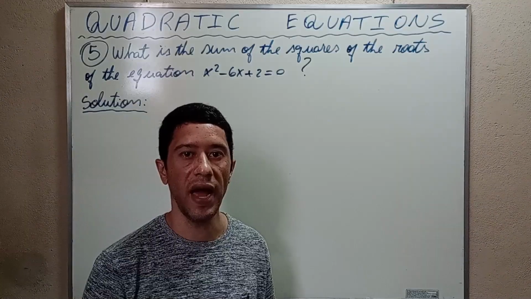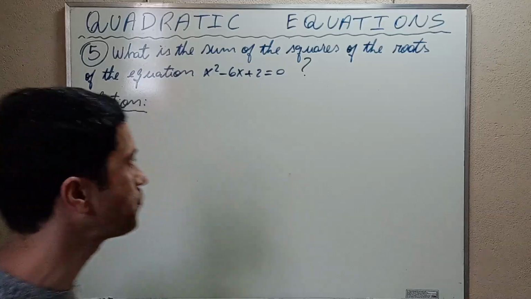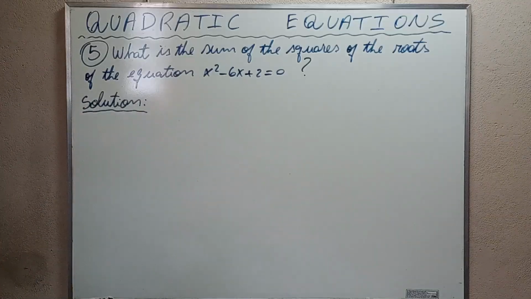Exercise number 5 now. What is the sum of the squares of the roots of the equation x squared minus 6x plus 2 equal to 0? Okay, my friends, this is the question. Let's go to the solution.